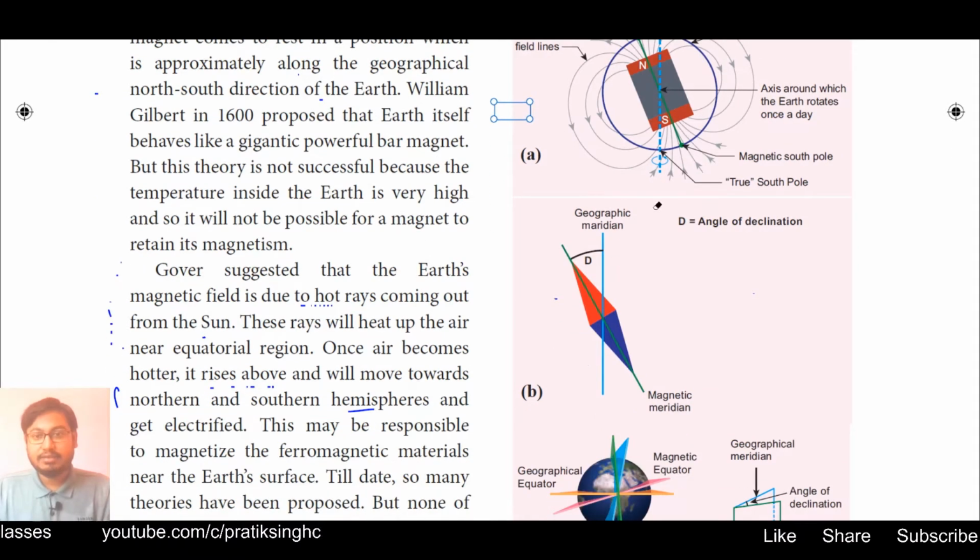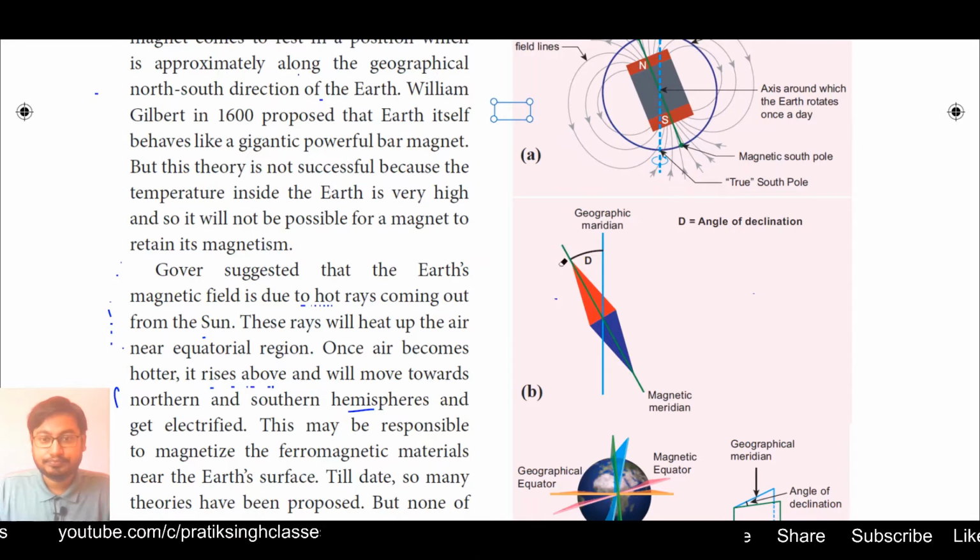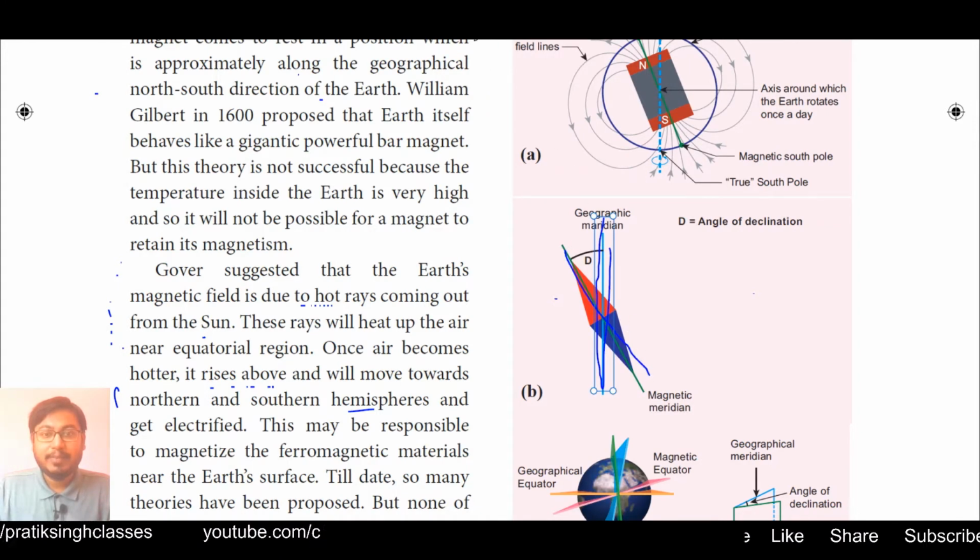As you can see in this figure, what we have here is the geographical meridian, geographical north and south pole, and this is the magnetic meridian or magnetic north pole and south pole. Let me clear this picture again.